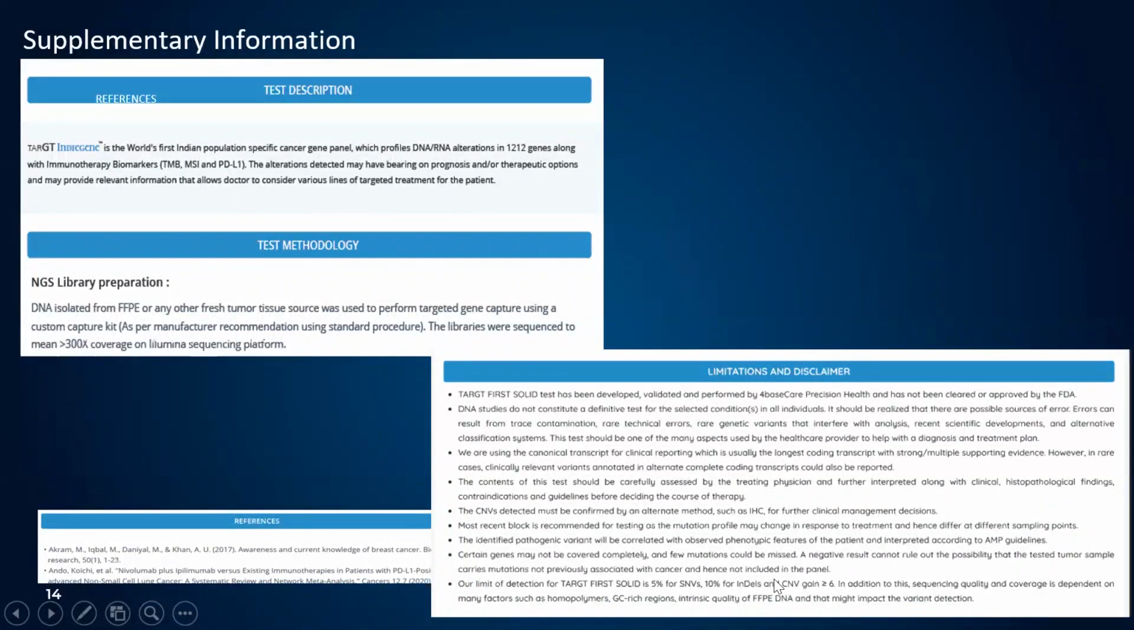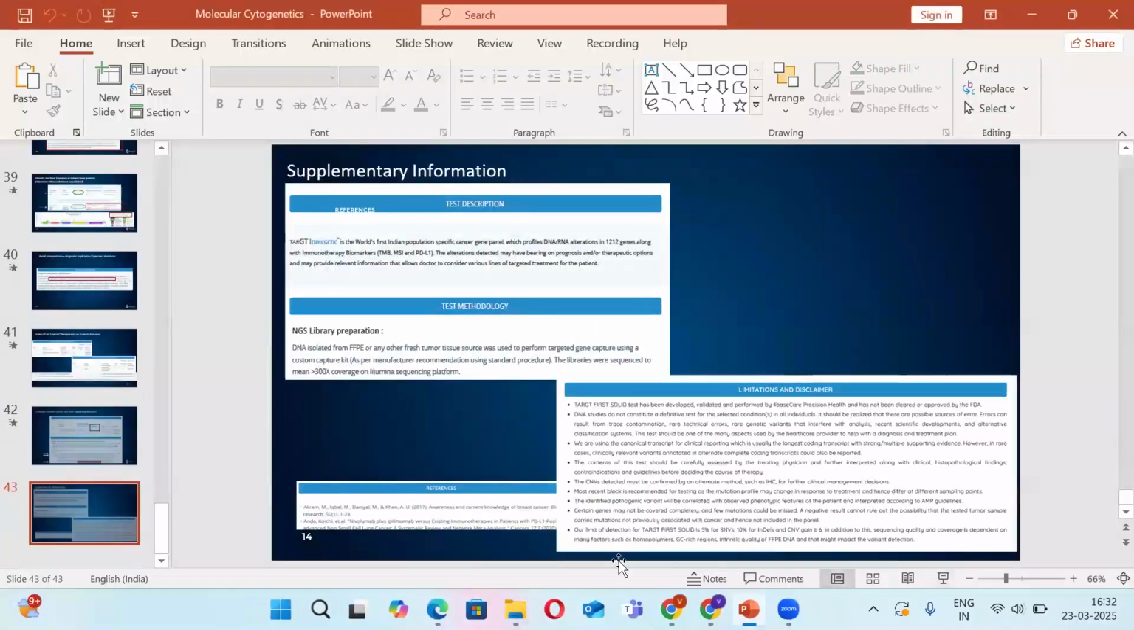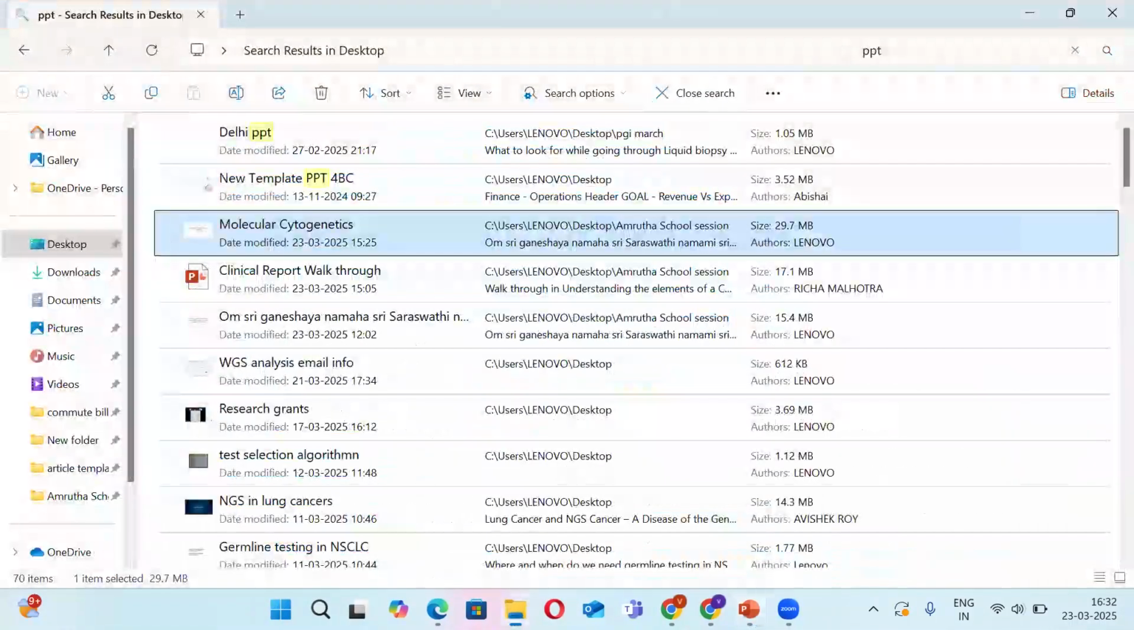5% for SNV, 10% for indels. And when you look for copy number gain, it should say what the lab developed and established. And of course, it should say that it has not been cleared or approved by FDA if it has not been, and what guidelines are being followed. And if there are certain regions that are not covered, it becomes important that you mention that explicitly in your limitations and disclaimers. And just a couple of reports that I want to show.